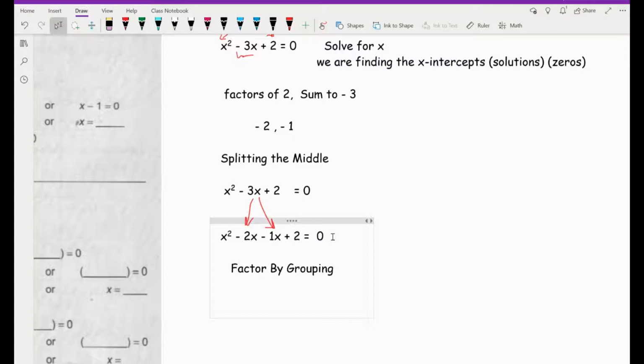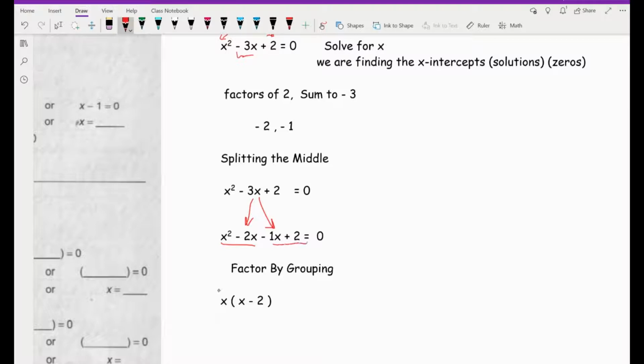For x squared minus 2x, what can we factor out? We can factor out an x. If we factor out the x, we're going to get x minus 2. And if we're not sure if we factored properly, just go ahead and distribute back in, and you'll get the original x squared minus 2x.